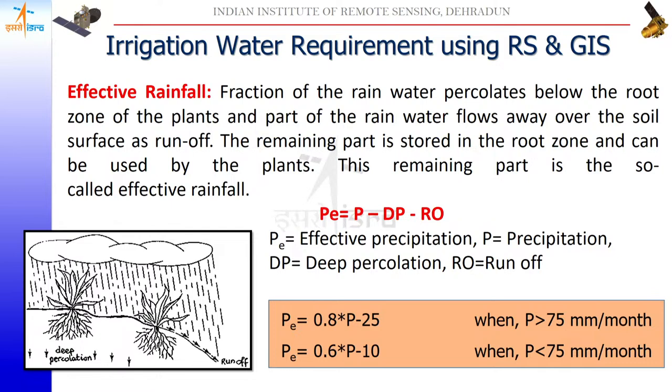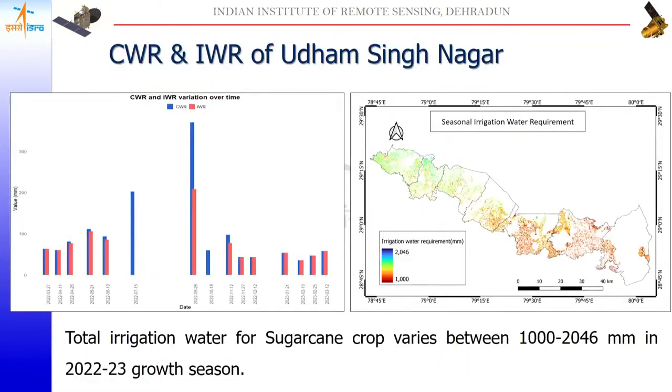The fraction of water which percolates below the root zone, and the part of water which flows away from the soil surface as runoff. If we remove those parts, the remaining part is the water content which is stored in the root zone and can be used by the plant for its growth and development. The remaining part is the so-called effective rainfall or effective precipitation.